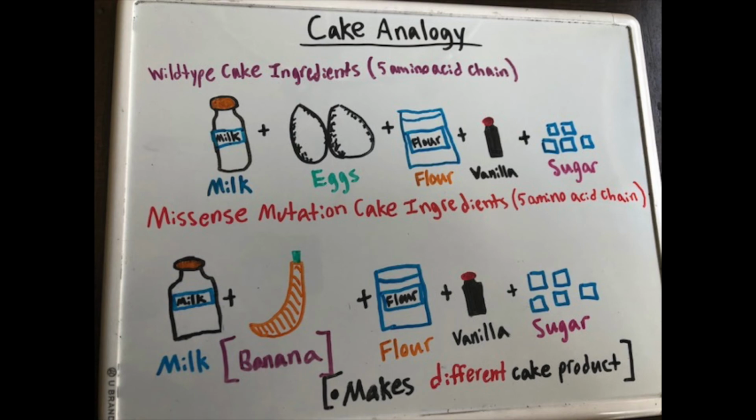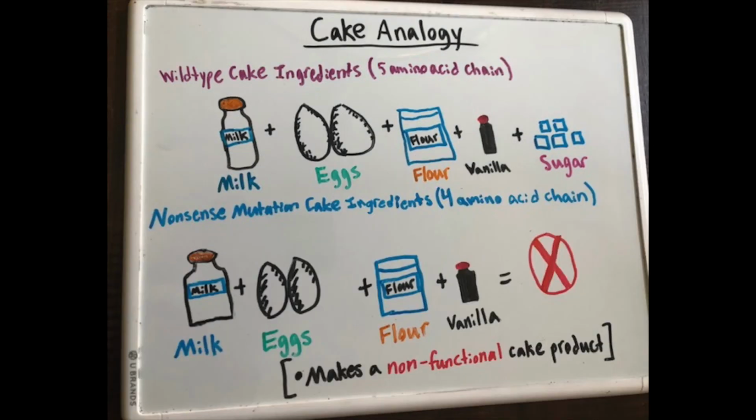If we were to change our eggs into a banana substitute, or missense mutation, these ingredients would still make a cake, however, the cake altogether would be different than the original cake product. If we were to get rid of our sugar altogether, our nonsense mutation, this will cause a change in our ingredients and cooking list, and thus likely make a cake that is not sweet and not good for consuming.